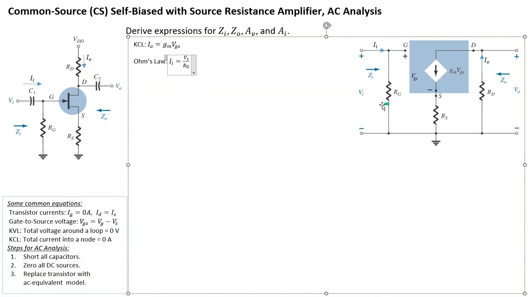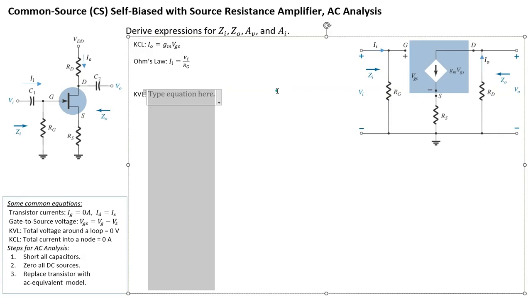If you look at VI, VI is from the gate node to ground, which means I can describe it in terms of these two voltages: the voltage across the gate-source, which is called VGS, and the voltage across RS. So I can write VI as this plus that. This is more like a KVL. So I can write VI is equal to VGS plus the voltage across RS. I'm going to call it VRS for now.